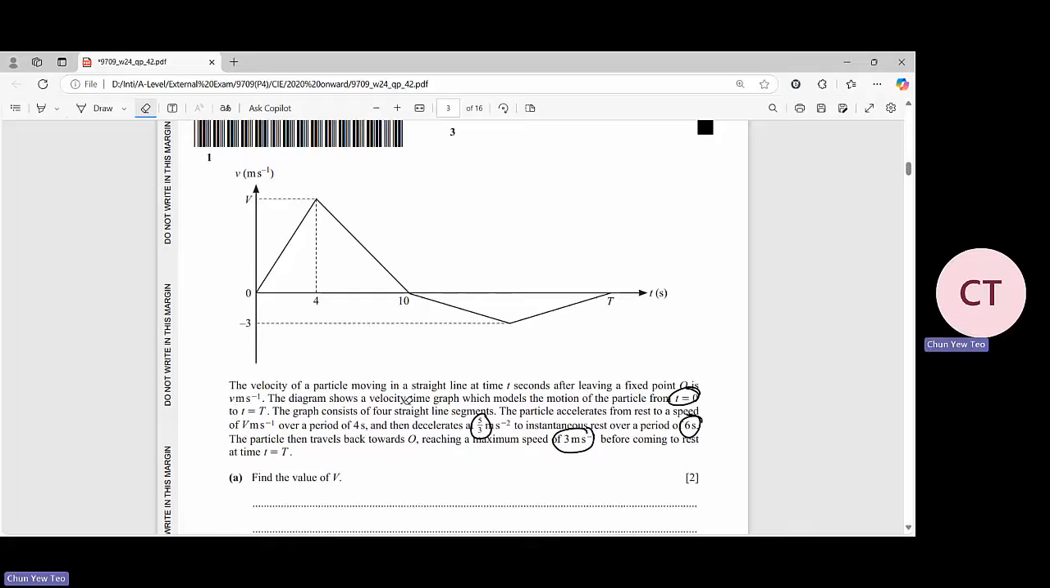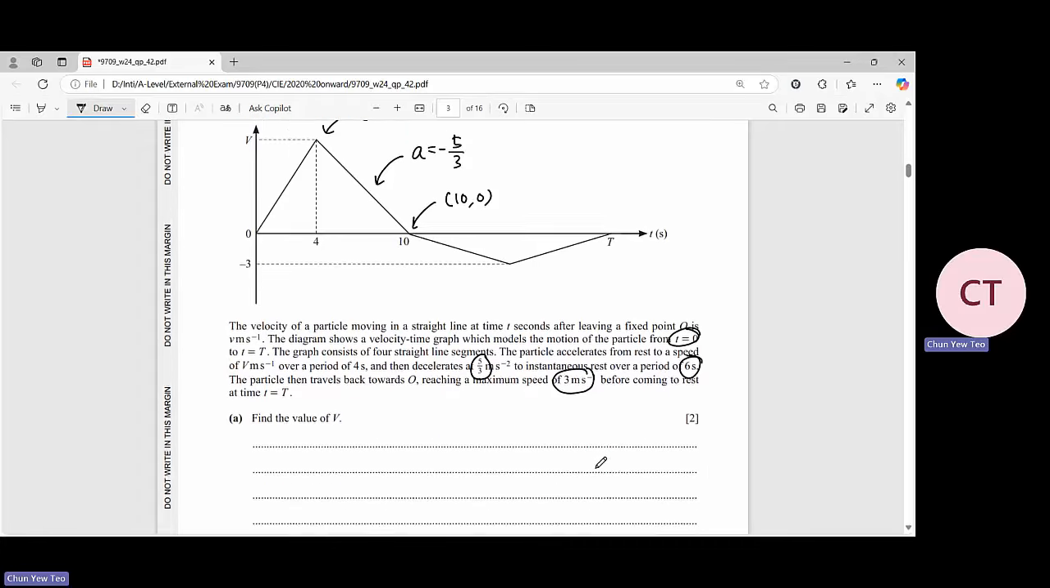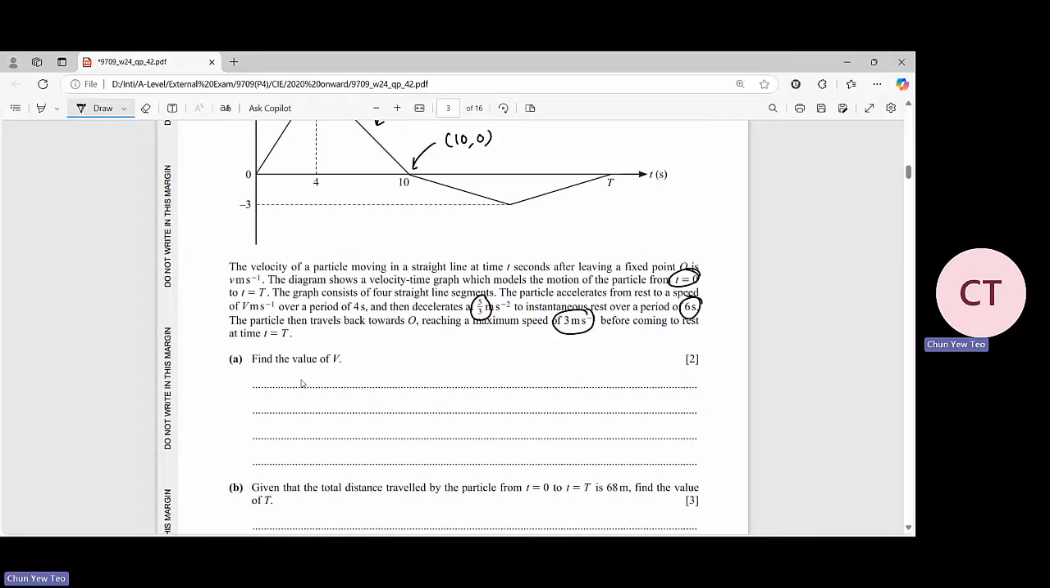Now part A is looking for the value of v. To look for the value v, we can see that the question is giving you the acceleration here as 5/3, but it is deceleration, so it is supposed to be negative. If you take this point as (10, 0) and this point as (4, v), then by using the gradient formula, it will be (0 minus v) over (10 minus 4) equal to negative 5/3. So from here, you can find that v is equal to 10 meters per second. That will be the answer for part A.